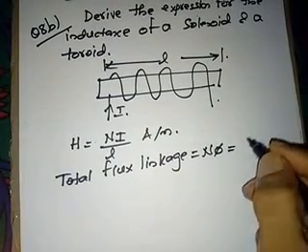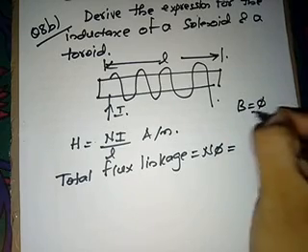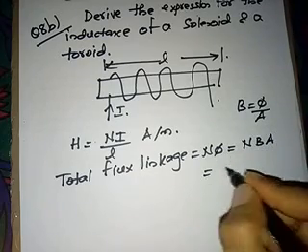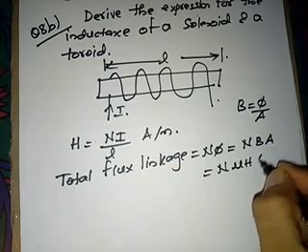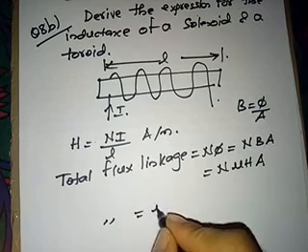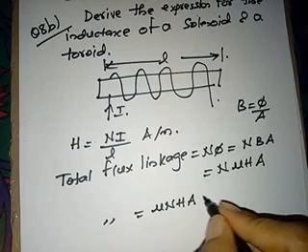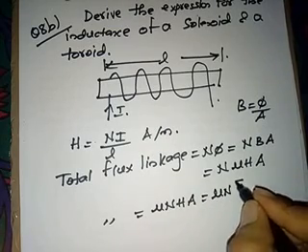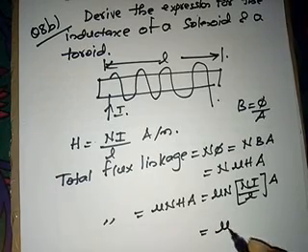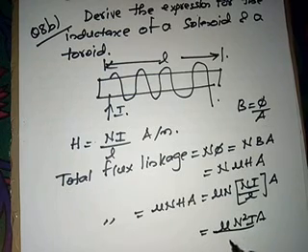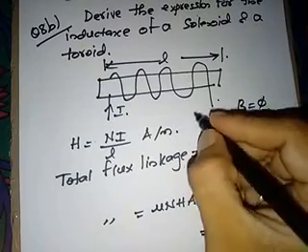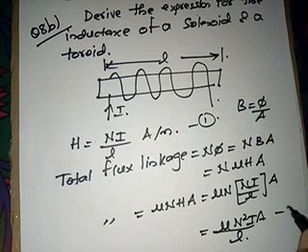So we know that B is equal to phi by A, or phi is equal to B into A. This is n into B into A. So B is mu into H, mu H into A. Okay, so total flux linkage is given by mu n H A, that is mu n, H is Ni by L, Ni divided by L into A. This is equal to mu n square Ia divided by L. So take this equation, which is equal to Ni by L, as equation 1, and this equation as equation 2.